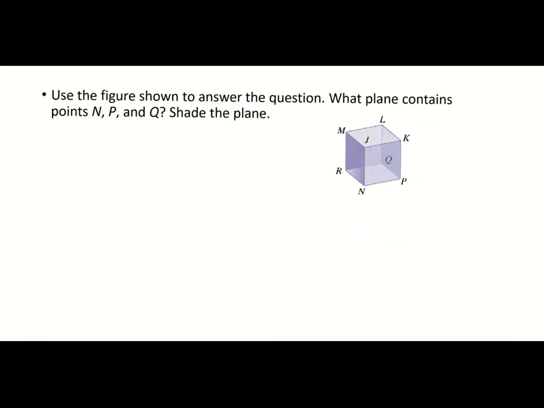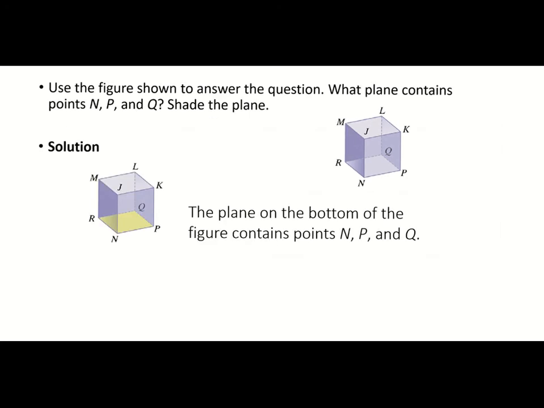Okay, so now I want you to look at the figure shown and tell me what plane contains the points N, P, and Q. So if you could, just like in your head, shade in that side of the figure, the plane that contains points N, P, and Q. All right, and if you look here, we have the bottom of our box is where we have points N, P, and Q. So it would be the bottom part of that box that contains all three of those points. So the plane that's on the bottom of the box is the plane that contains those points.